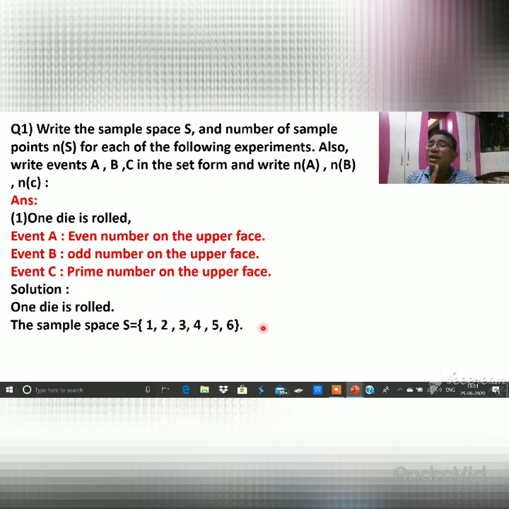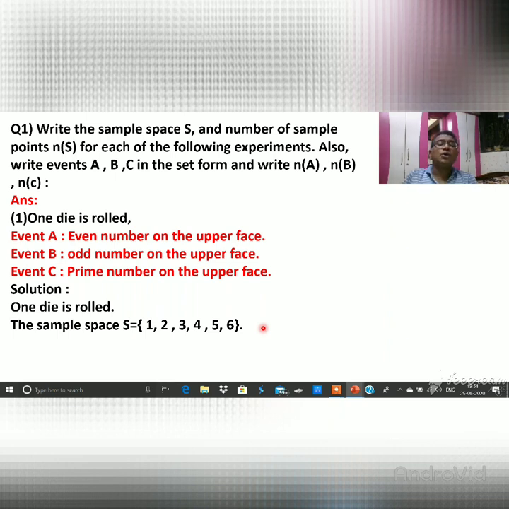So why are you getting only 6 numbers here? Because all of you know very well, the die has 6 numbers. Suppose this is the die, 1, 2, 3, 4, 5, 6. So how many faces do they have? 6 faces. The die has 6 faces. What is the shape of the die? It is just like a cube. So the die has 6 faces, so they have 6 numbers.